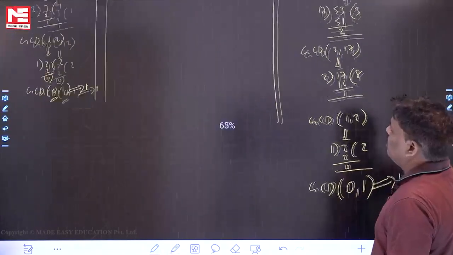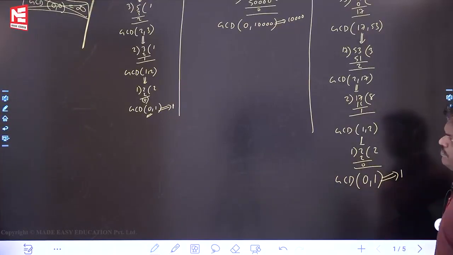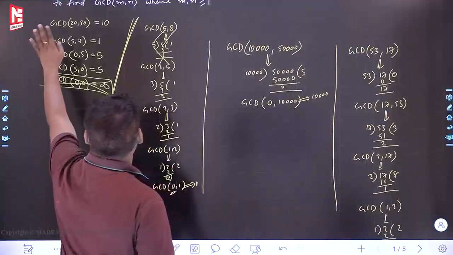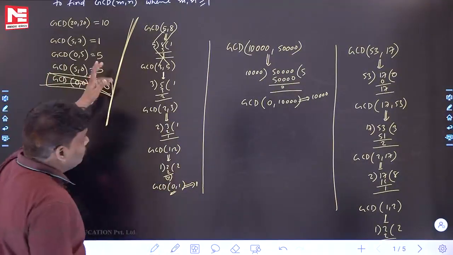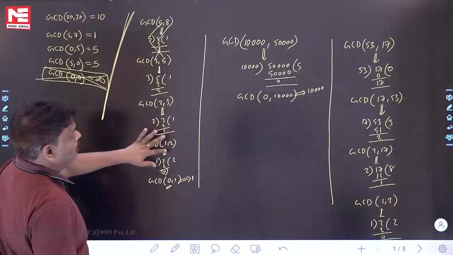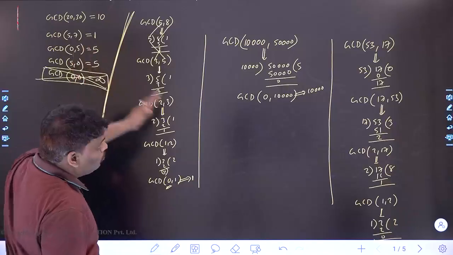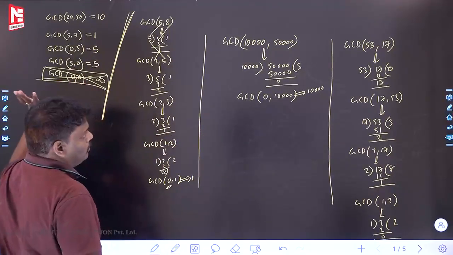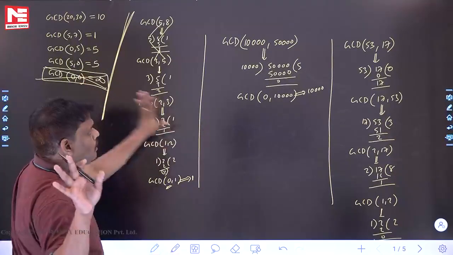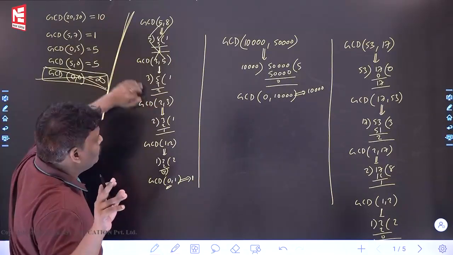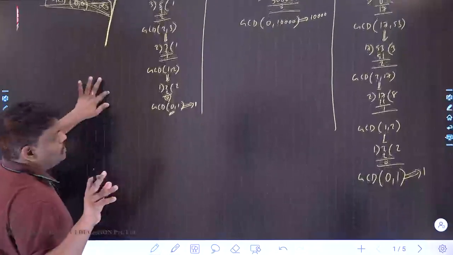This is the way to compute the GCD. I explained to you initially what is the meaning of GCD. I gave 3 examples of how to compute GCD. Next one was how to compute GCD, and I did that. There may be some other way, but one approach I am giving is repetitive division: divide with remainder, divide and so on.